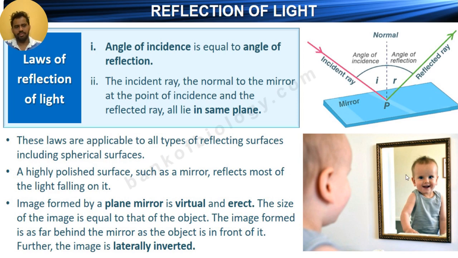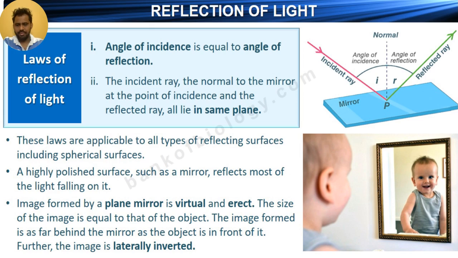See, this is the image of the boy formed in a plane mirror. It is erect, it is straight, and it is virtual. It is not a real image, it's a virtual image. The size of the image is equal to that of the object. The bigger the object, the bigger the image, same size. The image formed is as far behind the mirror as the object in front of it. See, the boy is at a certain distance from the mirror, and the image is the same distance behind the mirror.